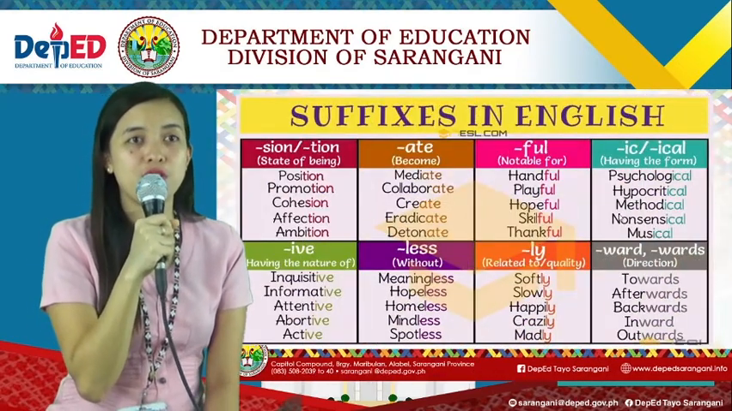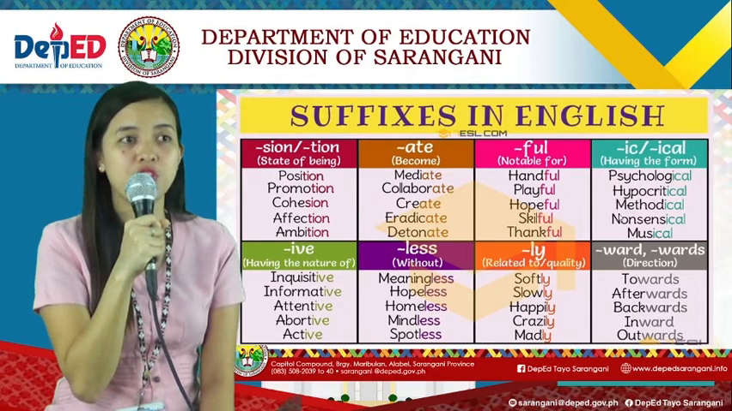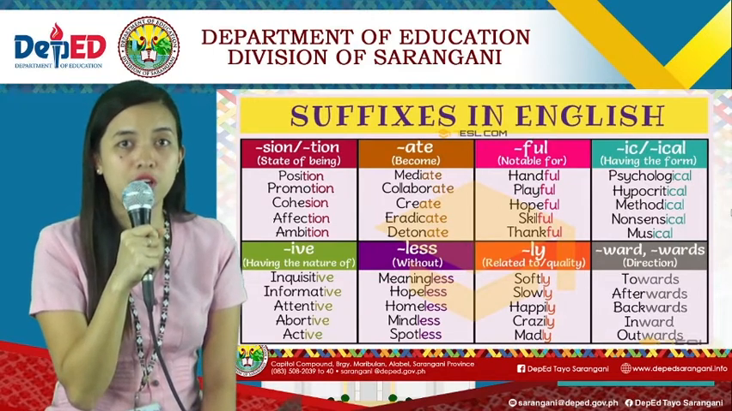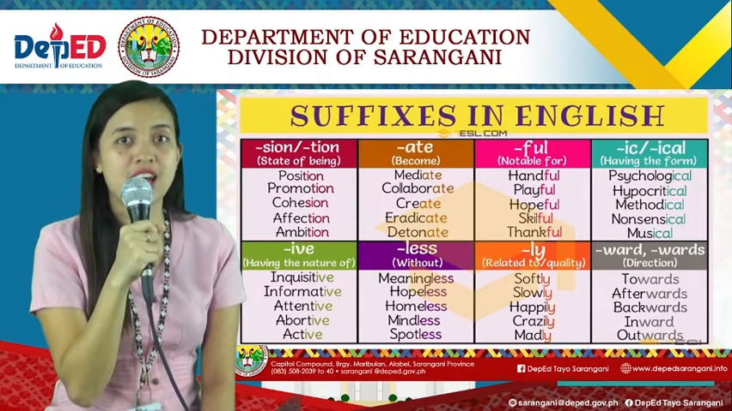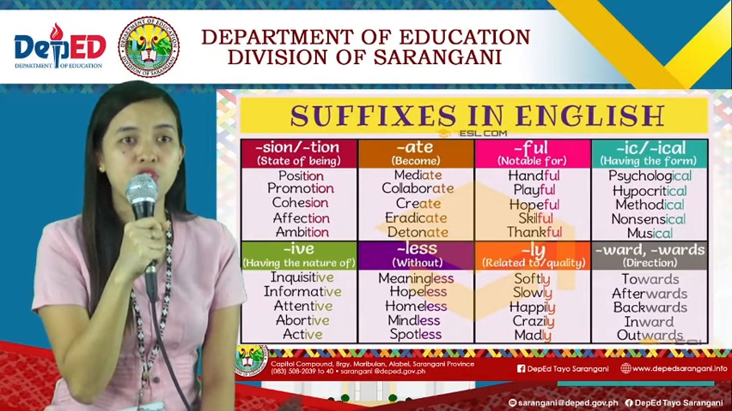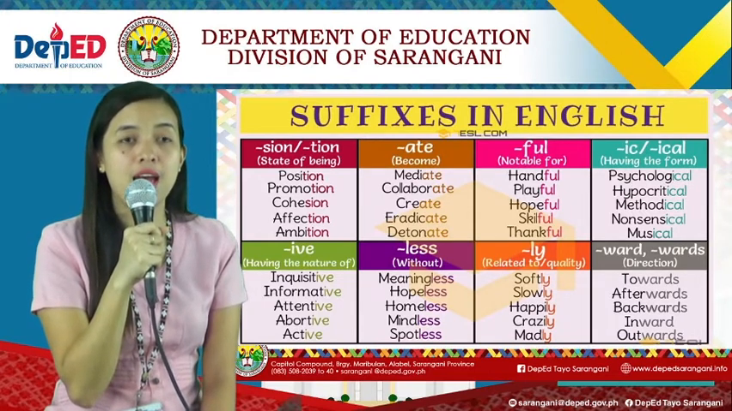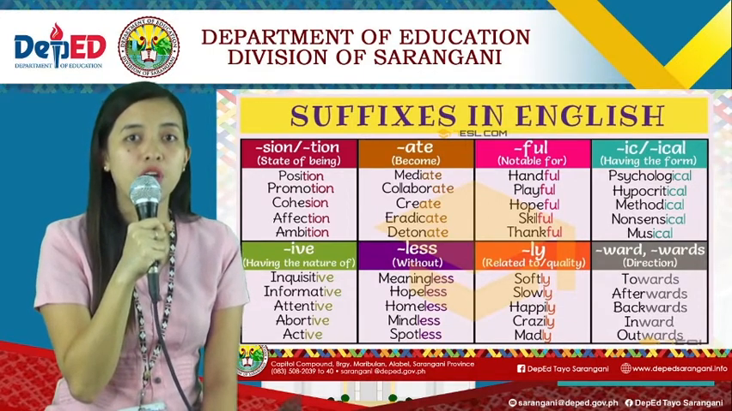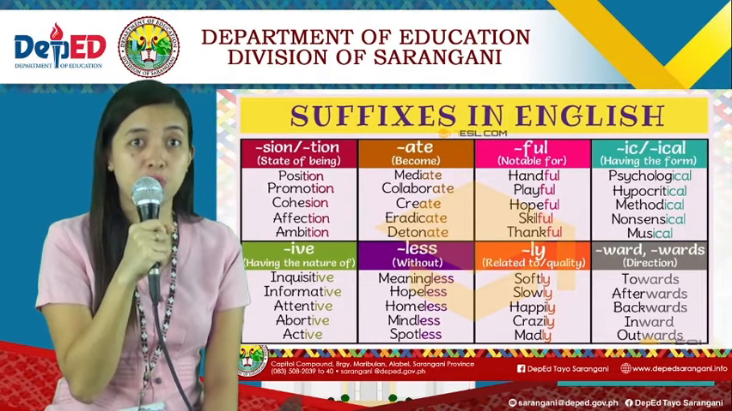Okay, we have the "tion" and "sion" forms, which mean state of being. We have "ate," which means become; "ful," which means notable for; "ic" or "ical," which means having the form; "ive," which means having the nature of; "less," which means without; "ly," which means related to or referring to a quality; and "ward" or "wards," which means direction.